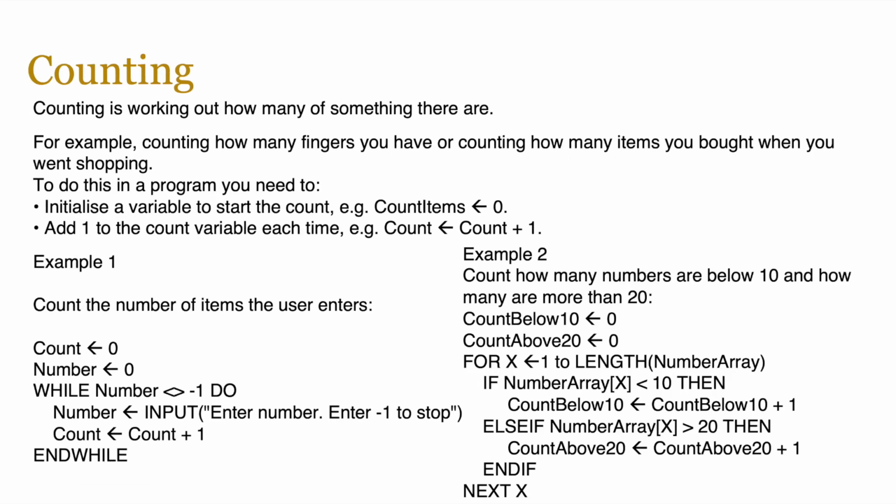Now, counting is working out how many of something there are. For example, counting how many fingers you have or counting how many items you bought when you went shopping. And just like totaling, we have to initialize a variable at the start. So the count variable is set to 0. And then we increment or we decrease the count depending on which direction we want to go.